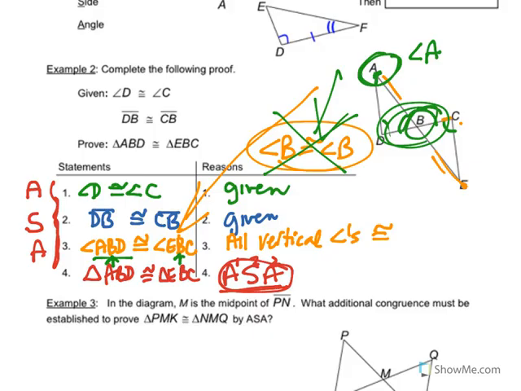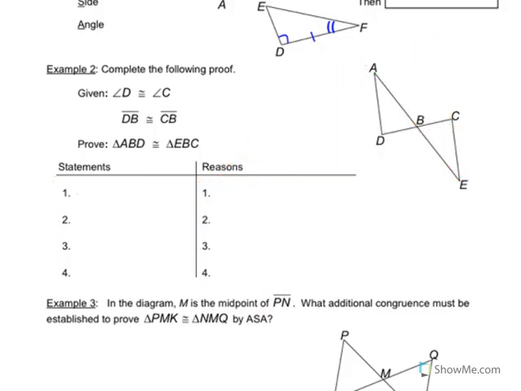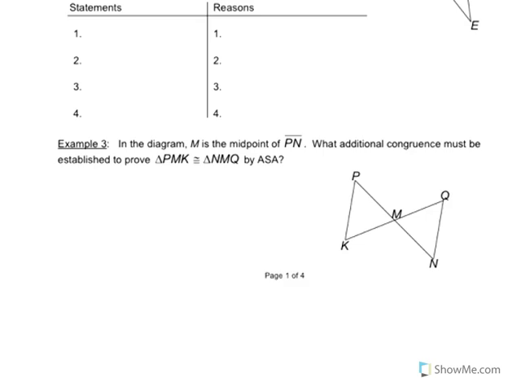Okay, let's jump down to number 3. Number 3, you might want to put a little star on this because these are the kind of questions that apparently like to show up on semester exams and benchmark tests and that kind of thing. So let's take a look. It says, in the diagram, M is a midpoint of line segment PN. Which additional congruence must be established in order to prove that triangle PMK is congruent with NMQ? So hit pause, think about that, write down your answer, and we'll see how you did.